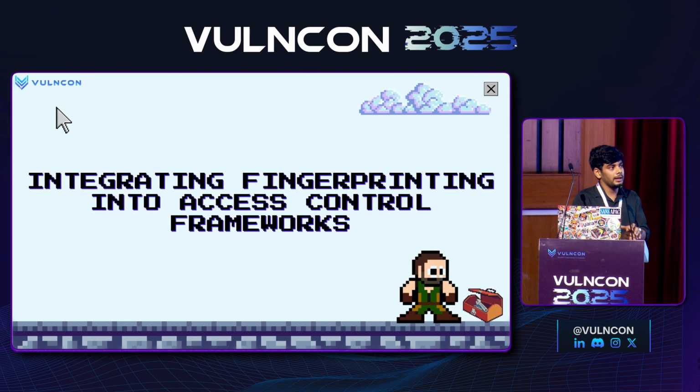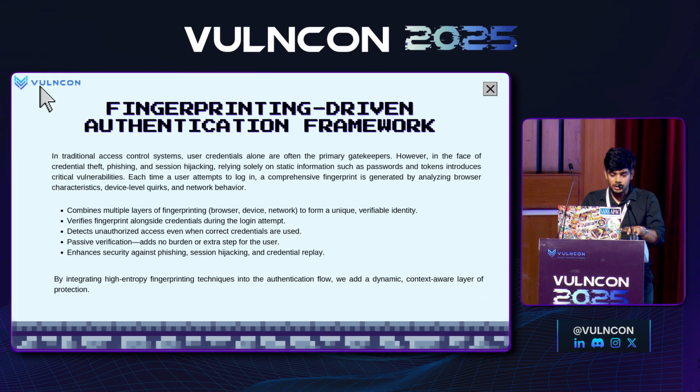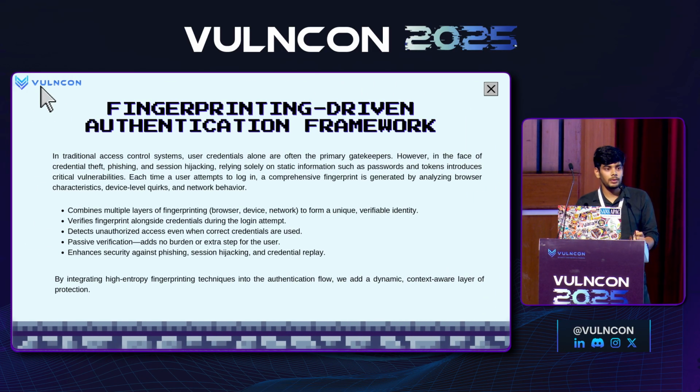Now, how exactly do we integrate these into your access controls? In traditional access control systems, we have always been using login passwords, MFA and everything. But why don't we use something that we are already leaking out of our own devices? We can combine these different characteristics to make a fingerprint that is unique to each device. Then we can combine these multiple layers of browser, device, and network to give each one a unique identity.